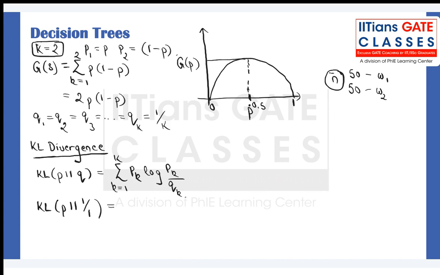And if I substitute the value of qk here, summation k equal to 1 to capital K, pk log of pk by 1 by K. I just substitute the value of qk in the equation. Now, why do I do this? Just hold on, I will explain. So now writing it here.